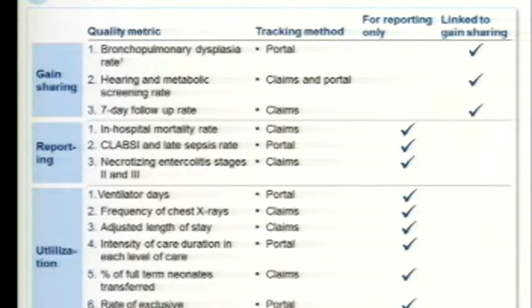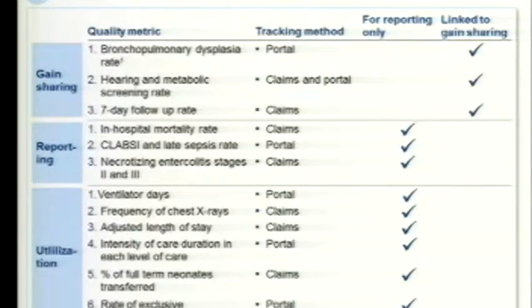And then the reporting and utilization metrics are there to make sure that providers have data transparency into what's happening with their population. They're not linked to eligibility for gain sharing or anything like that. They are provided on the reports that are given to the principal accountable providers.